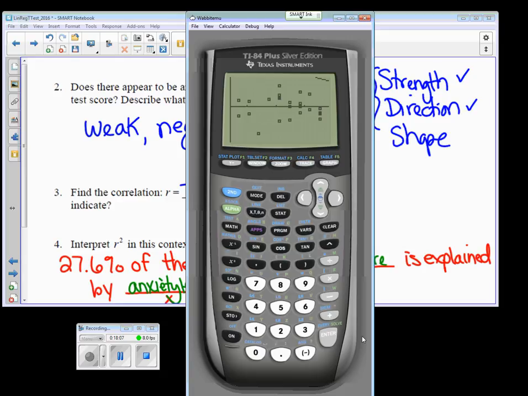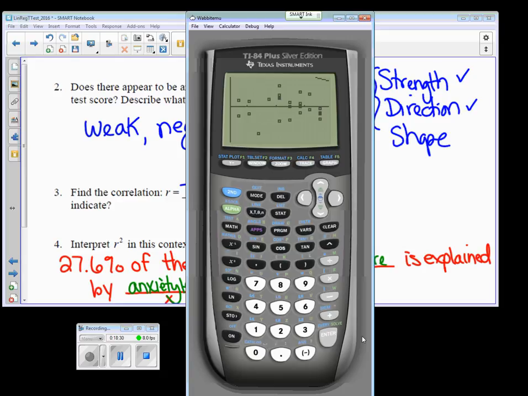What am I looking for in my residual plot? A scatter. I want no pattern whatsoever. And that's what actually happens. I have no pattern. That's great. I don't see a pattern here. There's not a curve or it's not linear. It's scattered, which is good.